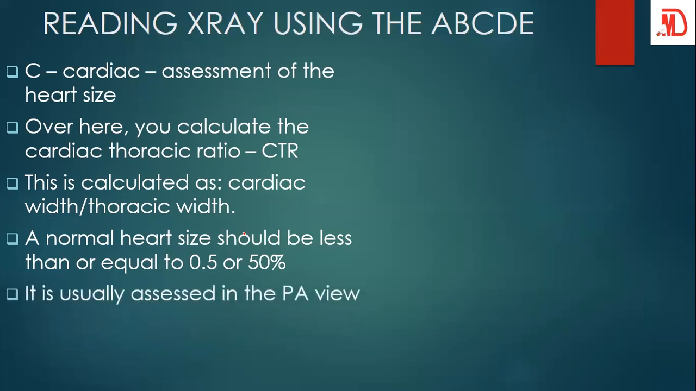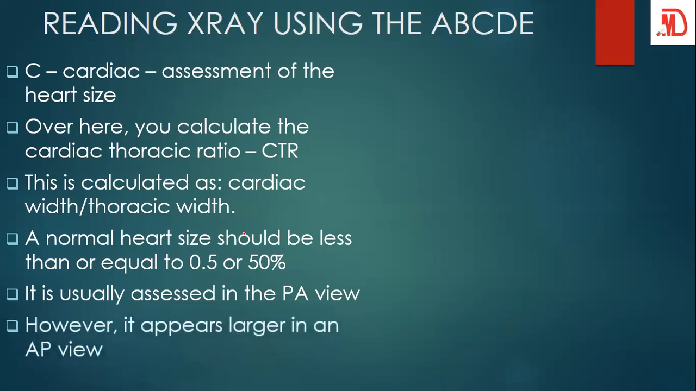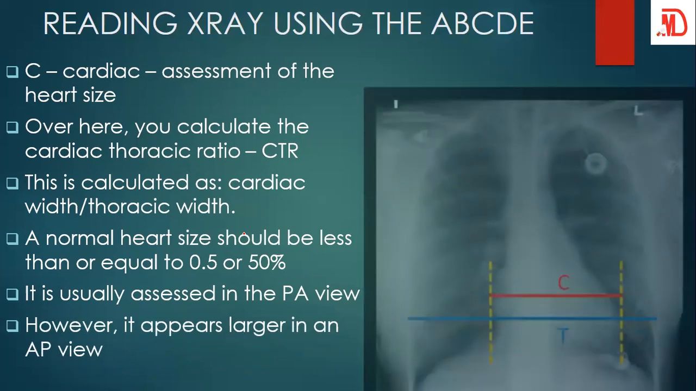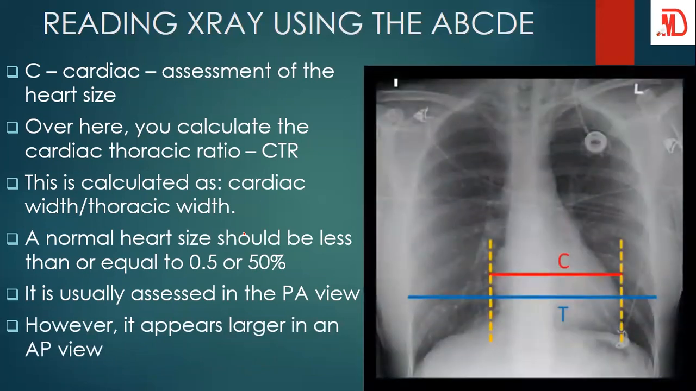Now, this assessment, the CTR, is normally done in a PA view. Remember that in an AP view, we said the heart will be relatively larger. So if you use that one to check, you might have misinformation, because generally it will appear larger. All right. So basically, this is how to do it, practically.